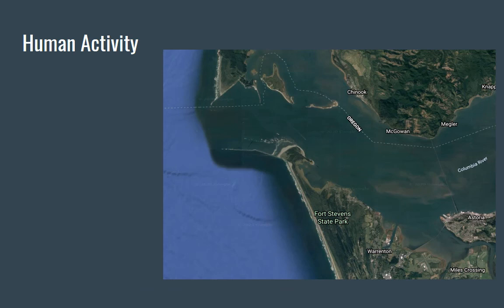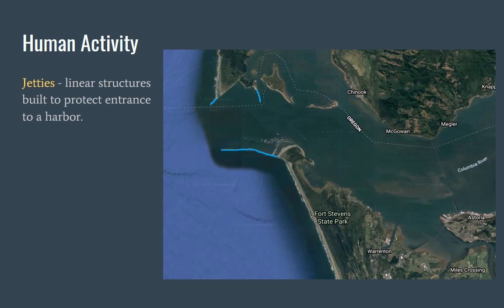Another type of structure that people put in to make life more convenient is a jetty. So a jetty is basically this linear structure. We've got a couple of them. There's one here, there's another one here, another long one at this point that's built to protect the entrance to a harbor. These are often put on at the mouths of river channels to help ships go in and out.